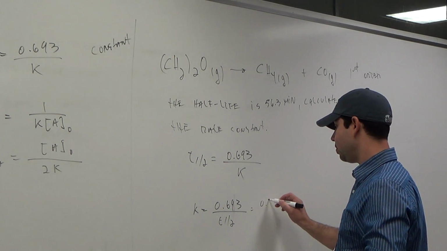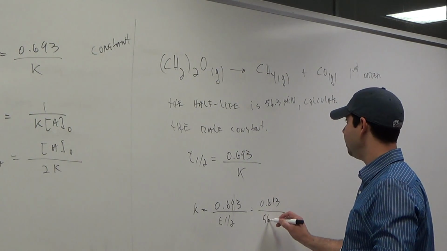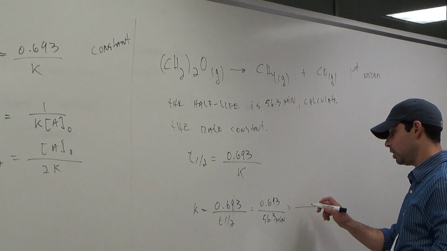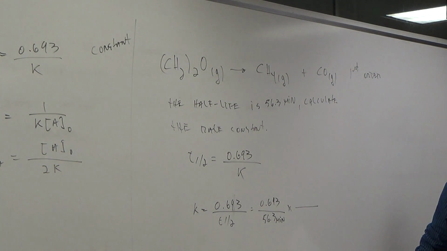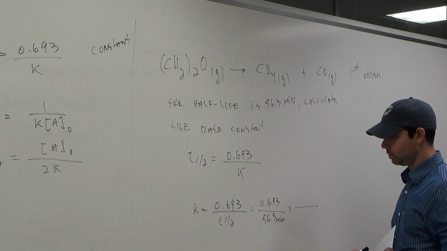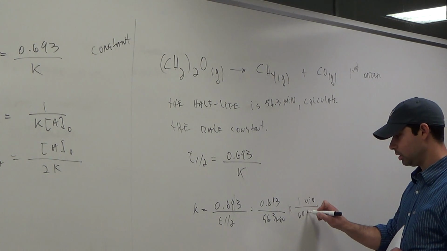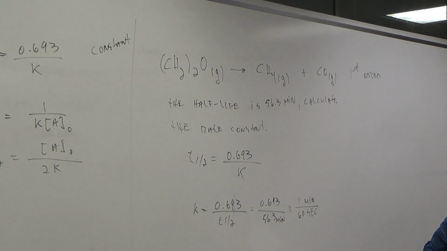So I am going to say 0.693 divided by T1/2, what's the half-life? 56.3 minutes. I need this in seconds. And we all agreed last time that there are 60 minutes in 1 second, yes? We agreed on that. You guys all chanted that answer. Okay, so 1 minute? 60 seconds? Is that good?